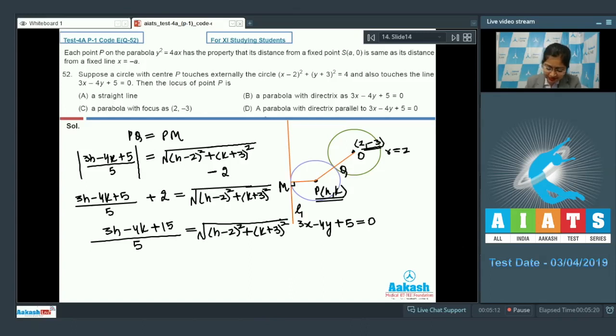Now it can be seen that the locus is a parabola whose focus is (2, minus 3) and its directrix is 3x minus 4y plus 15 equal to 0. From the given options it can be seen that option C is correct and option D is also correct, right? I hope the question is clear. Now let's move on to the next question.